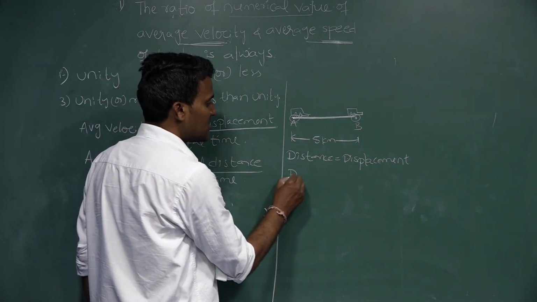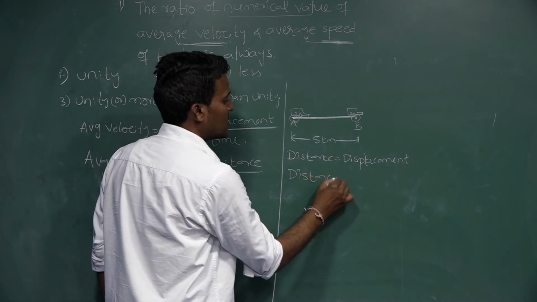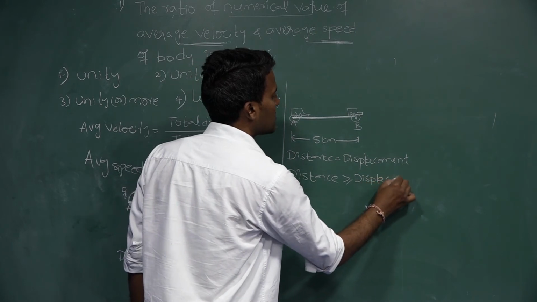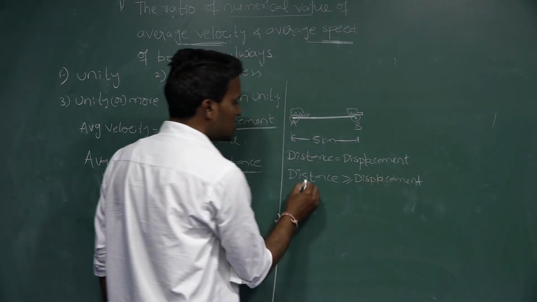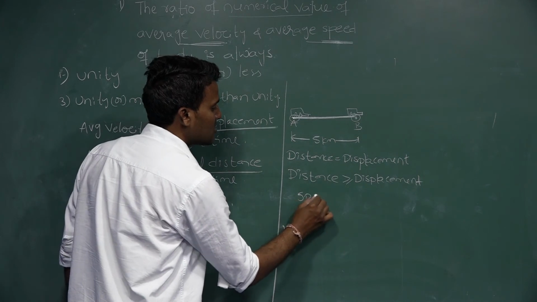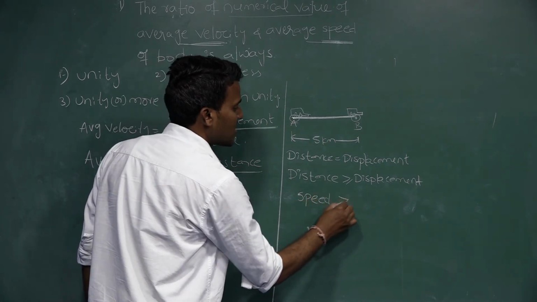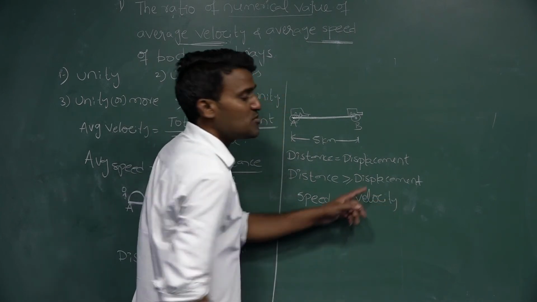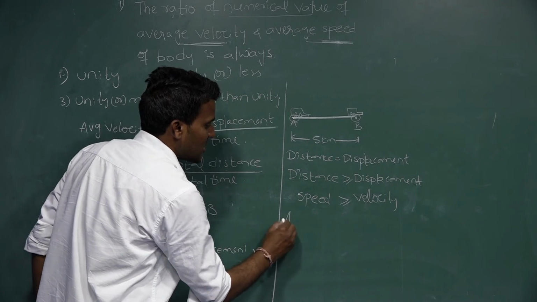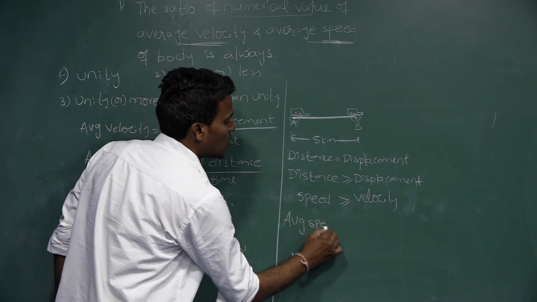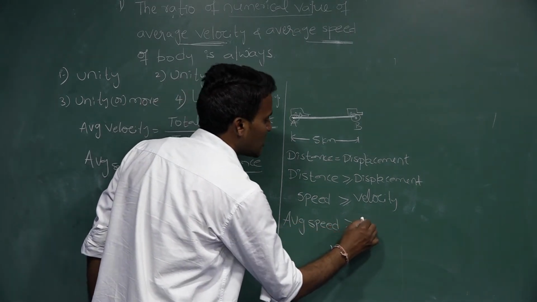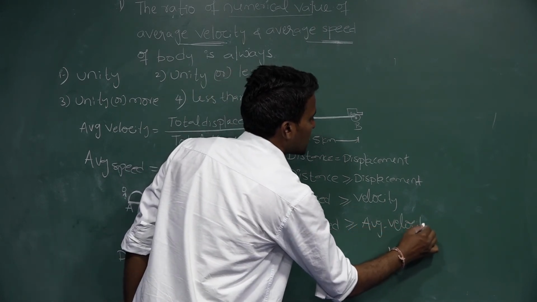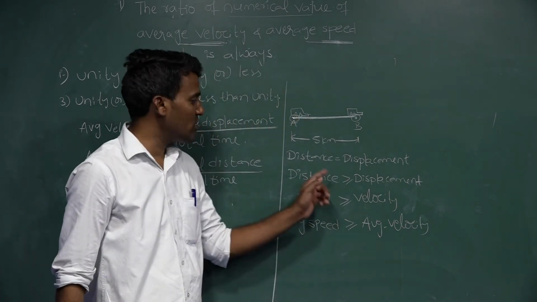So you can write here distance is greater than or equal to displacement. Distance is nothing but speed, and displacement is nothing but velocity. So you can write average speed is greater than or equal to average velocity according to this condition.